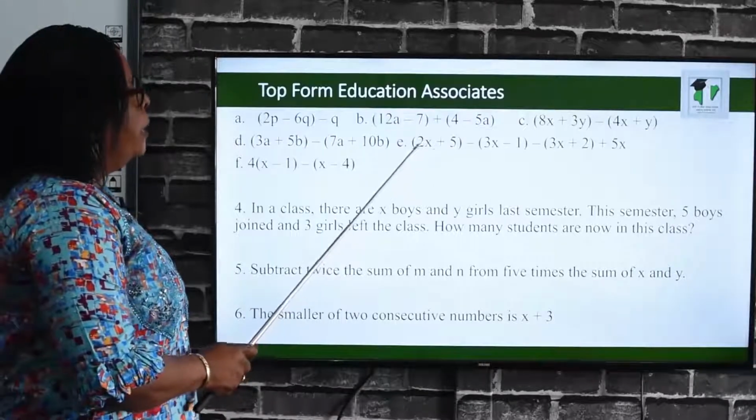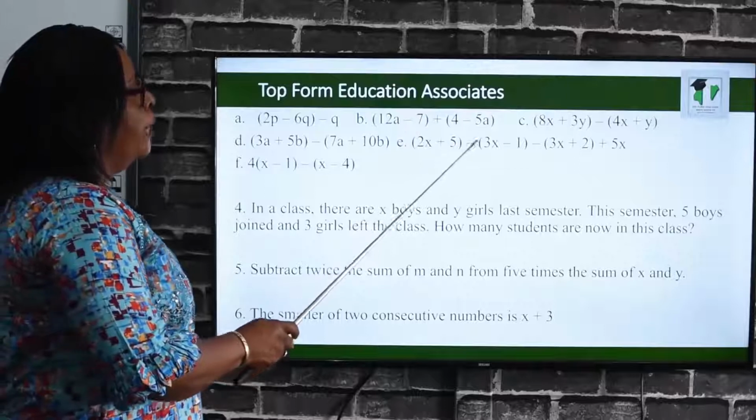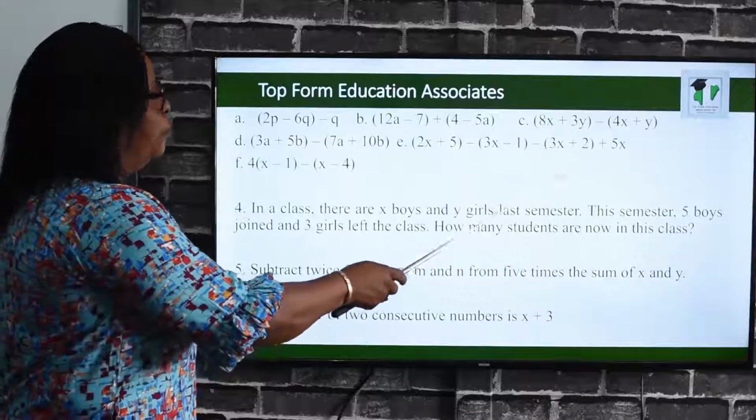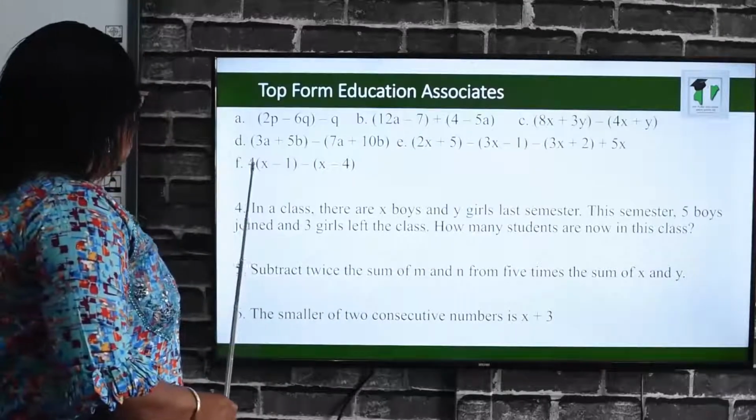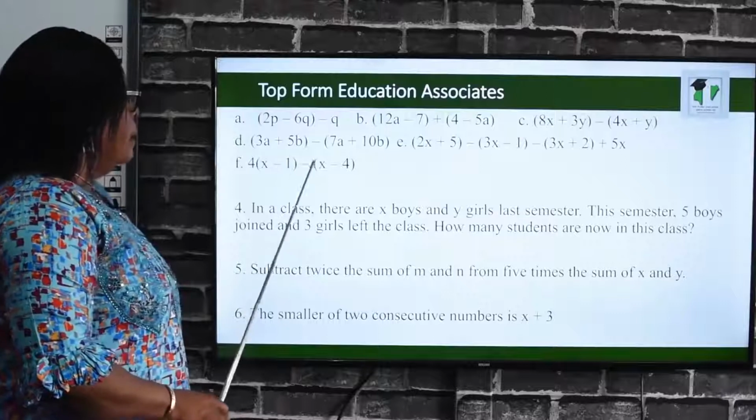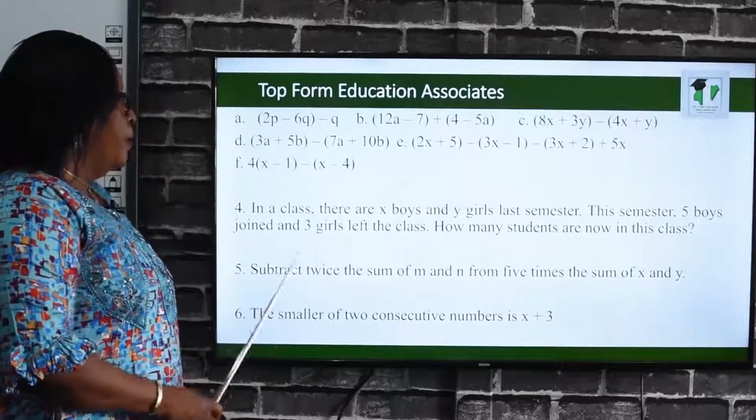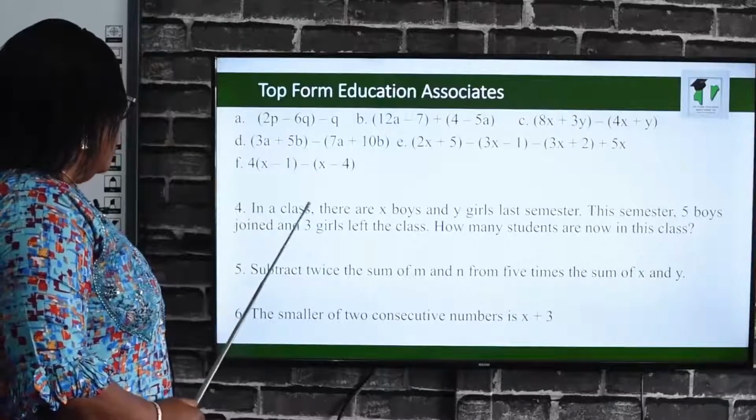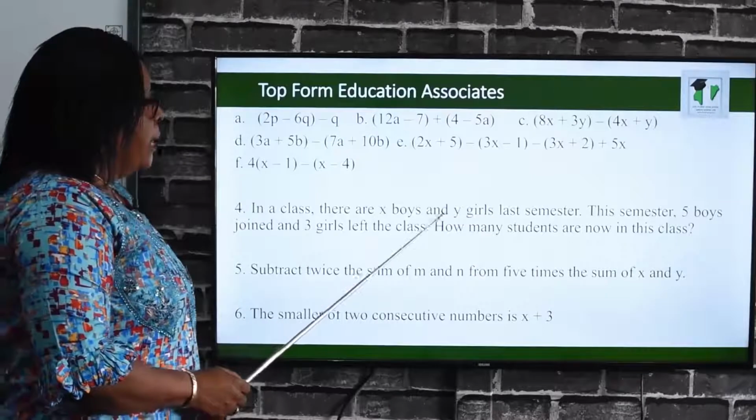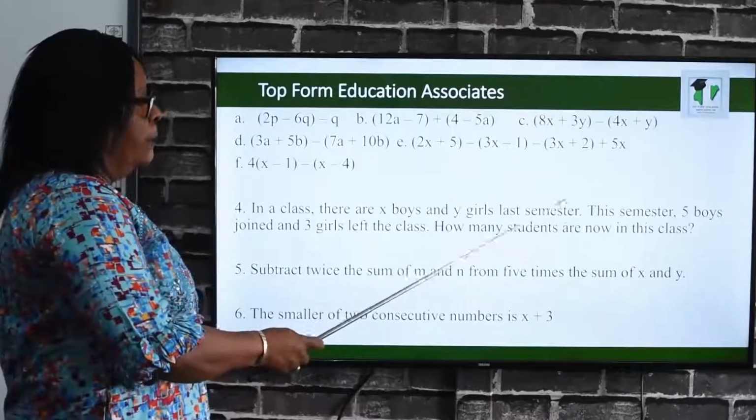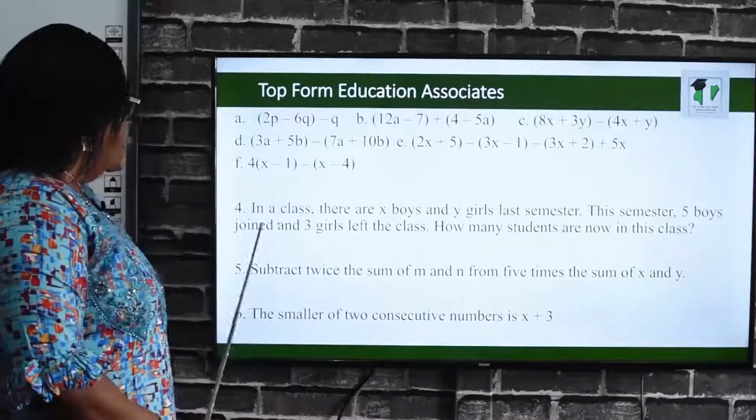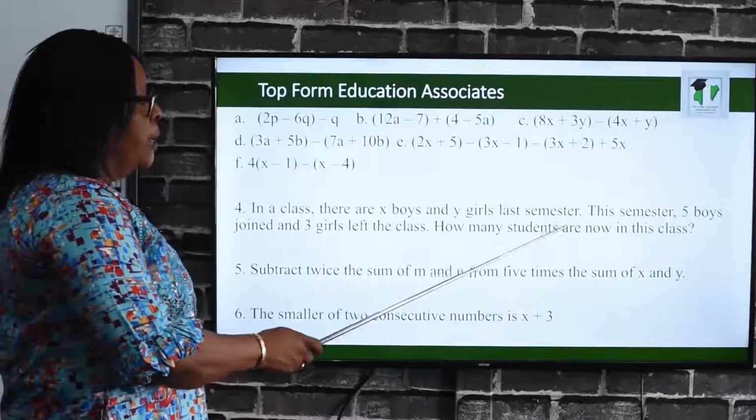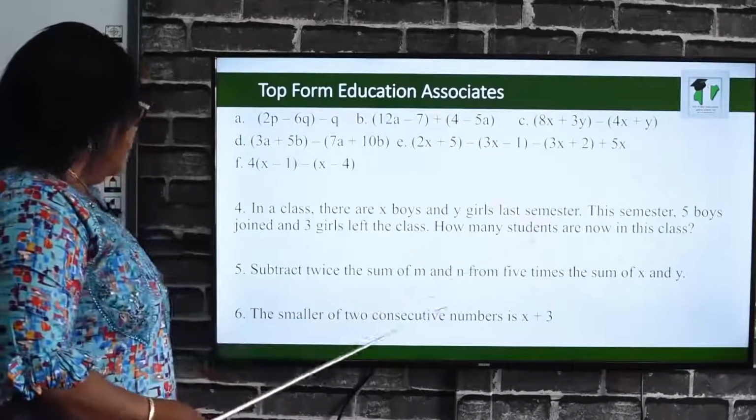E, 2x plus 5 minus 3x minus 1 minus 3x plus 2 in bracket plus 5x. And F, 4 into x minus 1 minus x minus 4 in brackets. Question number 4. In a class, there are x boys and y girls last semester. This semester, 5 boys joined and 3 girls left the class. How many students are now in this class?